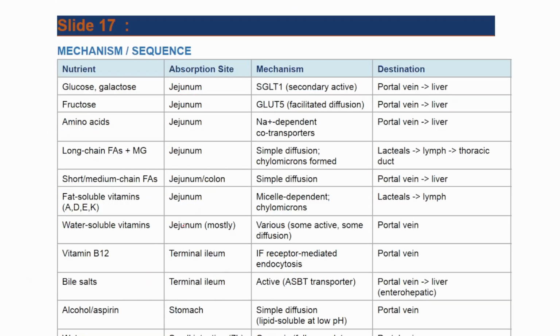Just as you need the enzyme side table, you need the absorption side table as well. For almost every nutrient, the IMAT will test you on exactly where it enters the body. For that, let me give you the logic layer before the table, because absorbing the logic means you can reconstruct the table even under exam pressure.